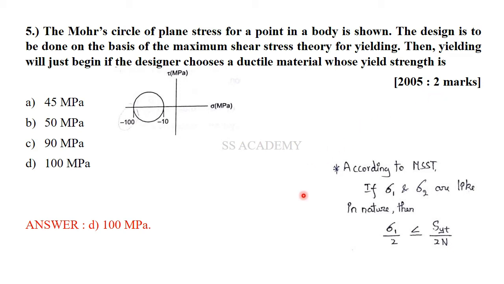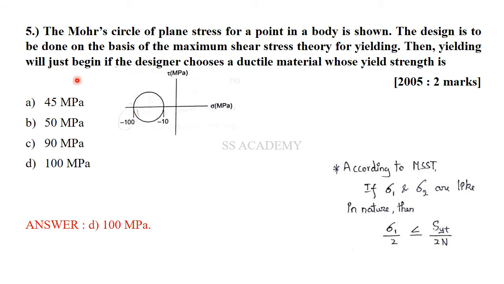We know that according to maximum shear stress theory, if sigma 1 and sigma 2, that is both major and minor principal stresses, are like in nature, that is either both compressive or both tensile, here you can see both are compressive in nature, so they are like in nature. In such a case, the failure criterion is sigma 1 by 2 must be less than or equal to tensile yield strength divided by 2 times the factor of safety, where n represents the factor of safety. Here it is 100.